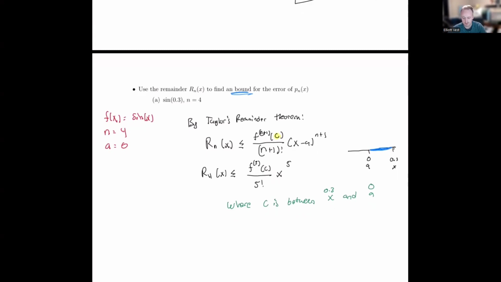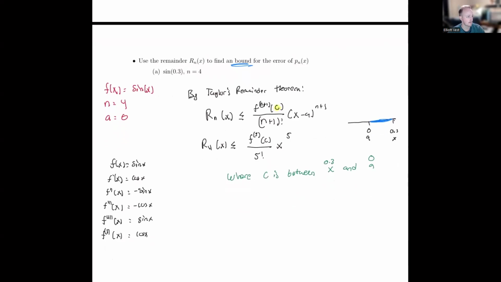Well, let's look at derivative stuff. F of x is equal to sine of x. F prime of x is equal to cosine of x. Let's build up to the fifth derivative. Negative sine of x for the second derivative. The third derivative is equal to negative cosine of x. And my fourth derivative is equal to sine of x again. And my fifth derivative is equal to cosine of x.